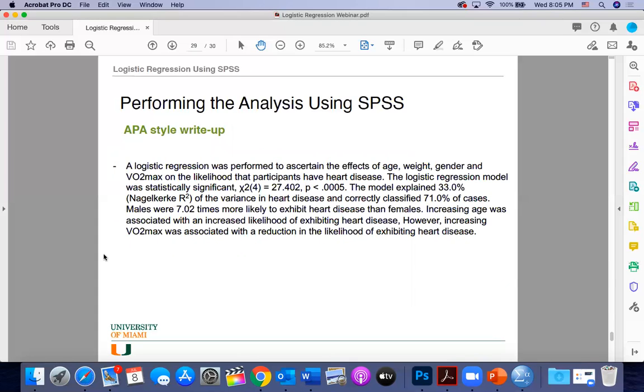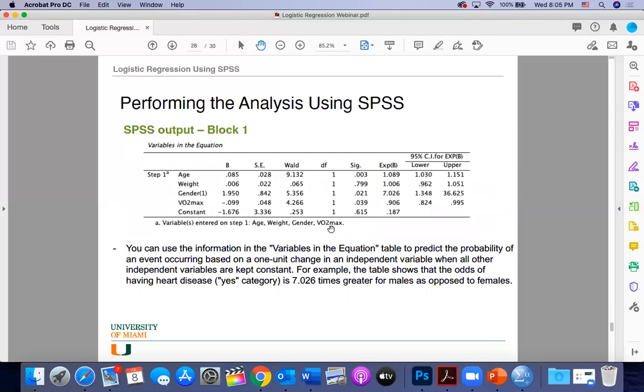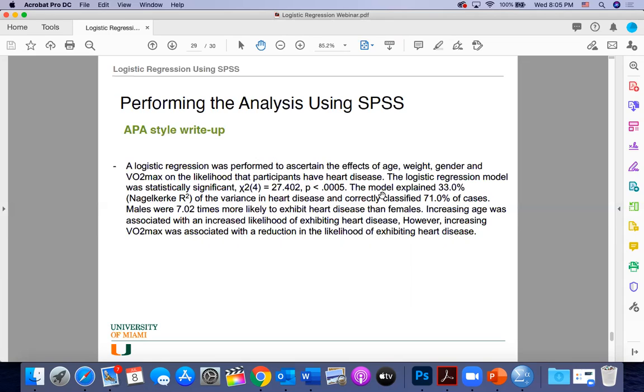So as I said, males were 7.02 times more likely to exhibit heart disease than females. We got this from this value, the exponential of beta for gender. And remember why we say males before females: because female was the reference group, so we compare males to females.